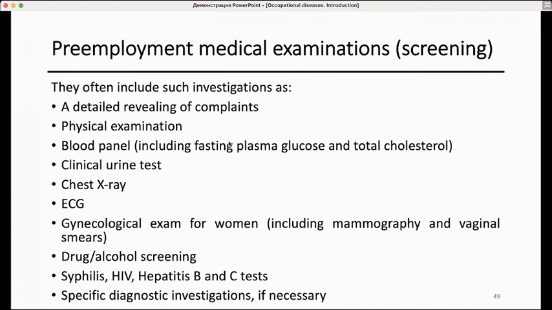For example, for miners who are exposed to dust, what test is necessary? Spirometry. For road workers who work with hammer drills, the vibration test is necessary, and something like that. These are specific diagnostic tests.